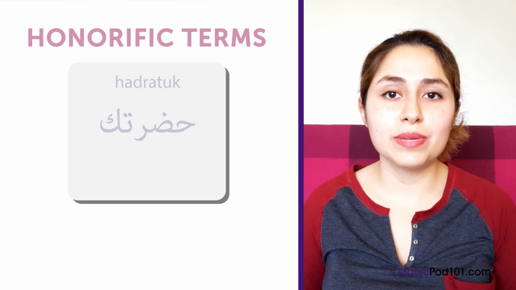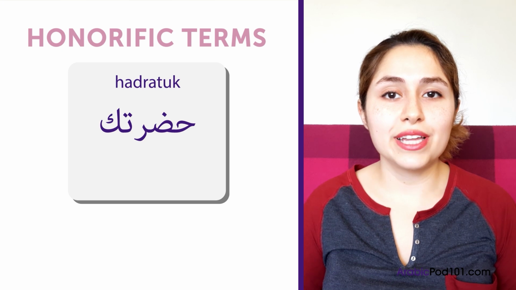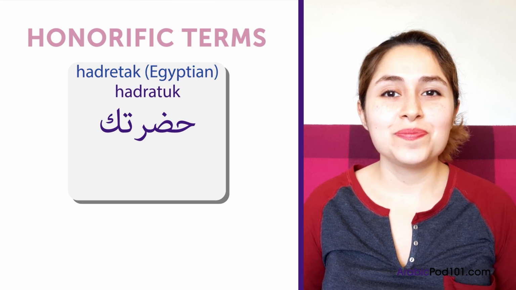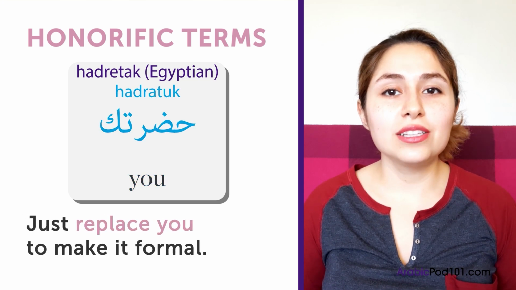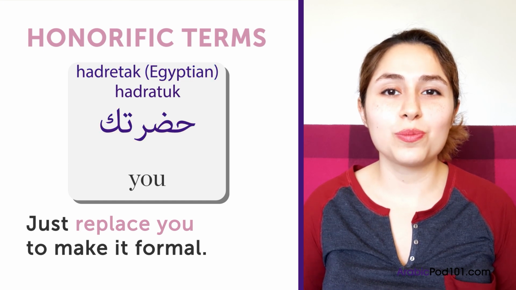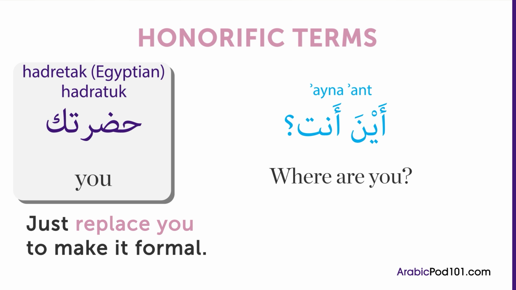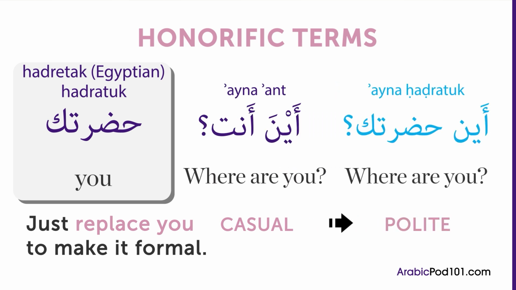The next honorific term is حضرتك. حضرتك, or in the Egyptian dialect حضرتك, is the polite alternative of you. Replace you with حضرتك in a sentence and you will immediately sound more polite. For example, أين أنت is the casual way to say where are you. In the polite version, this becomes أين حضرتك, which also means where are you, but more polite.